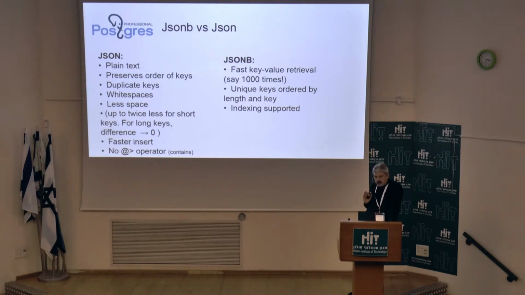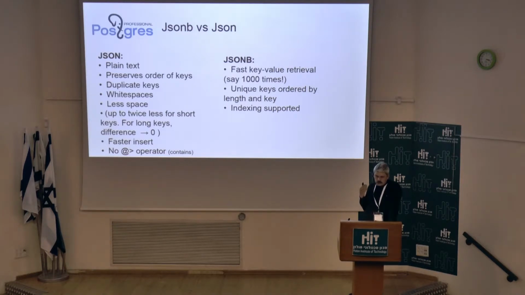But the keys are unique, and of course there is no conservation of the order of keys. So the keys are sorted for some technical reason by length and key. But JSONB is supported by index search, by GIN index search. JSON is faster in the search, of course, because you don't need to pre-parse it.